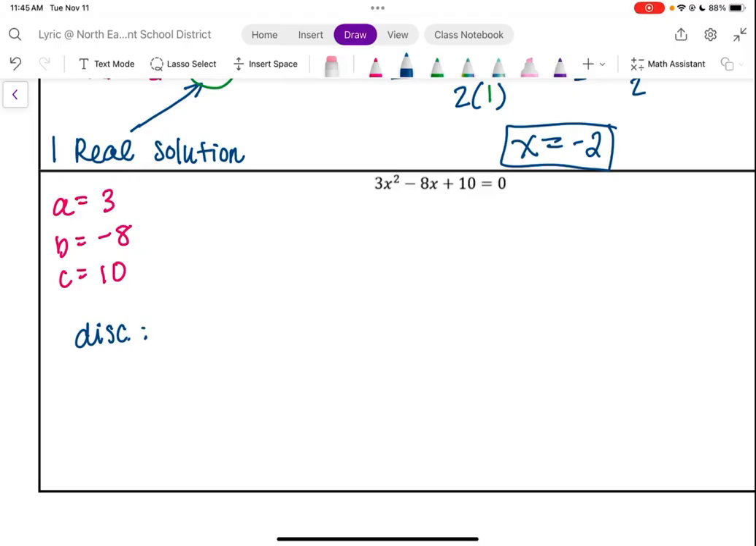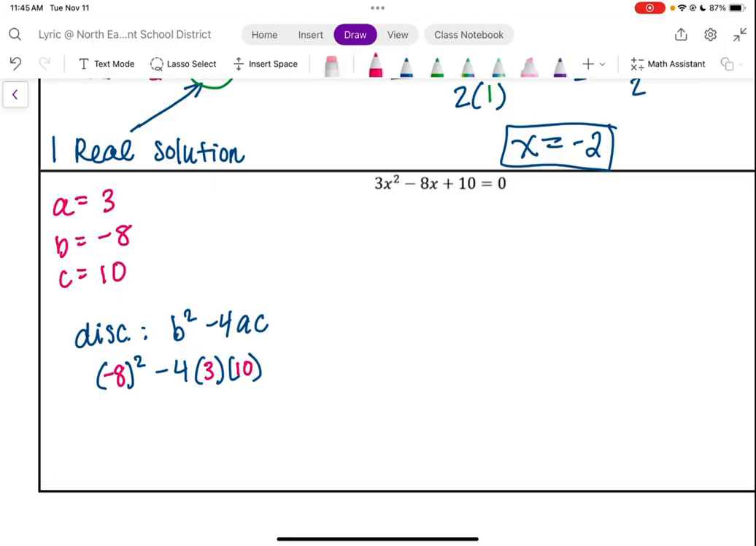Sorry for the bell. Our discriminant is b squared minus 4ac. So when we plug it in, we have something squared minus 4 times 2 somethings. So b is -8, a is 3, and c is 10. Calculating this, if you put this in the calculator just like this, you should get -56.